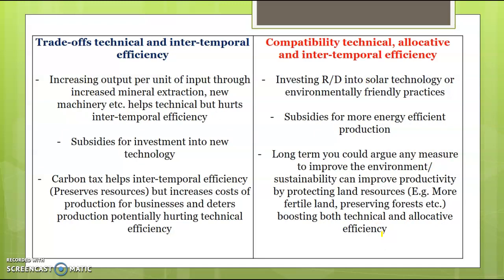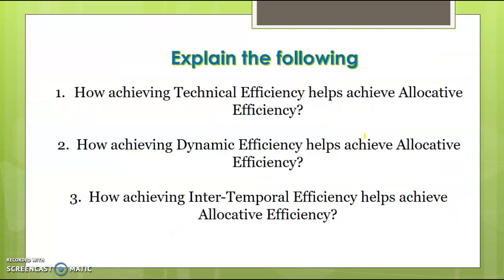Trade-offs, technical and intertemporal, we talked about. So, for example, increased output per unit of input can come about through increased mineral extractions, which may hurt intertemporal efficiency. Giving subsidies to firms to invest may create new technology, which might be good for productivity, but may hurt the environment. And measures to improve intertemporal efficiency can increase firms' costs of production. I won't go into that one now in detail.